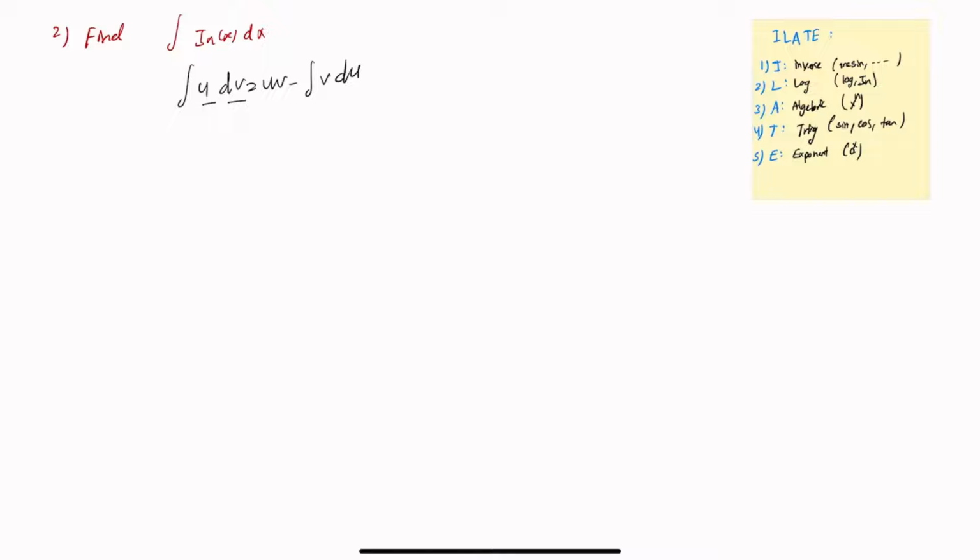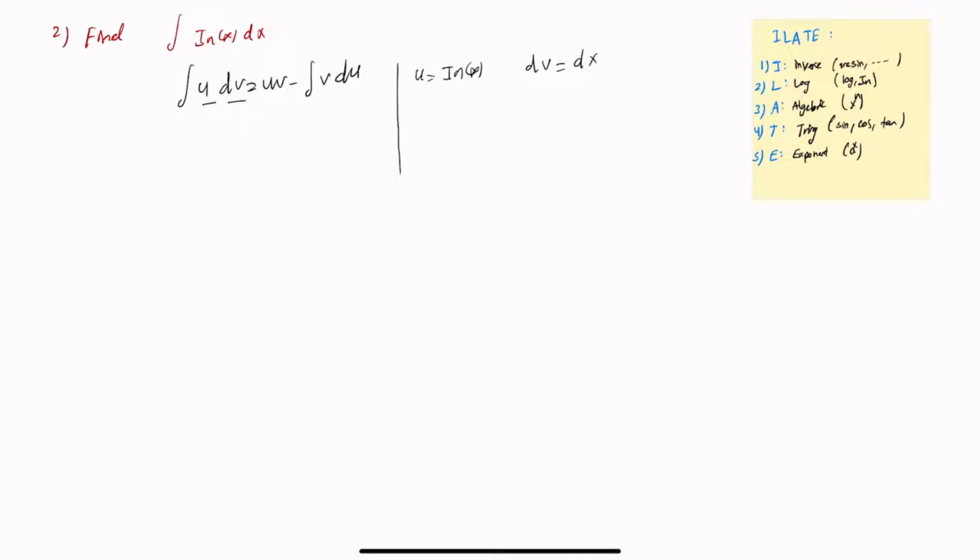Here we only have the natural log of x. Therefore, I'm going to choose it for u. u is natural log of x, and then the rest is just dv, which is dx.